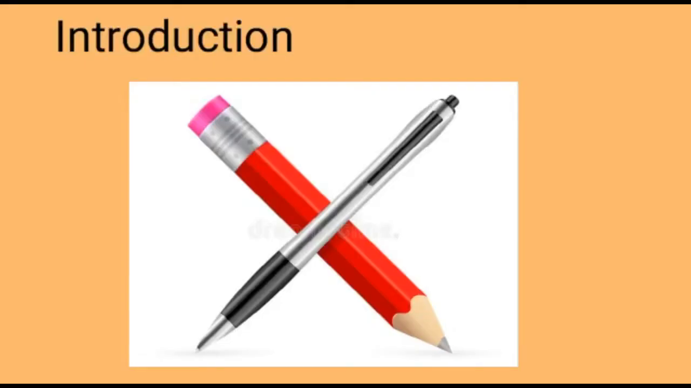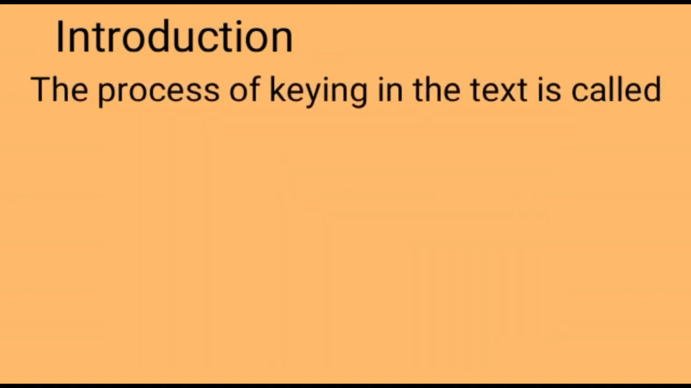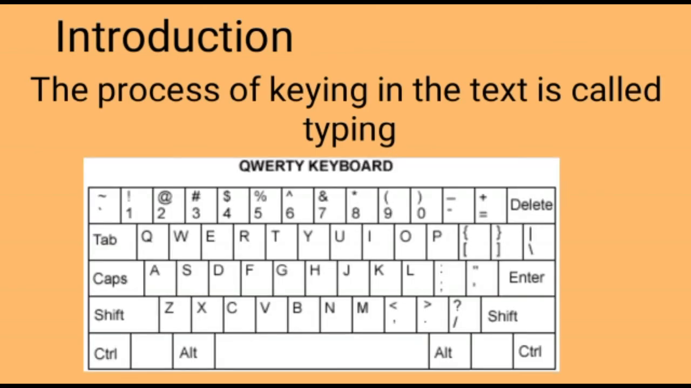Introduction. We use pencil or pen to write text on paper. But in case of computers, we use keyboard to key in the text. The process of keying in the text is called typing. In computer keyboard, alphabets are not arranged sequentially from A to Z. They are arranged in QWERTY layout.